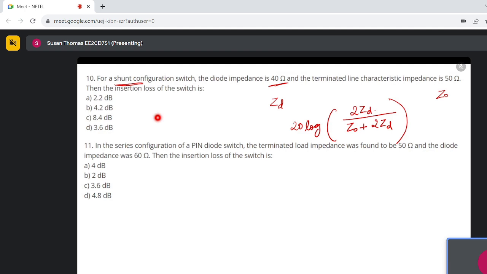Yes, to answer this, it's 4.2 dB. So please take the insertion loss as, it's a loss, and we take it as 4.2 dB.